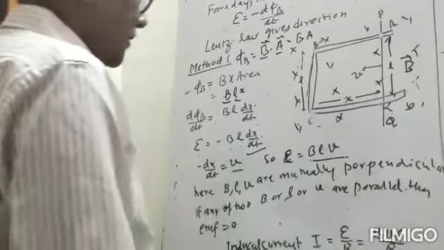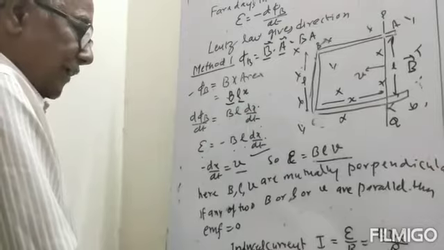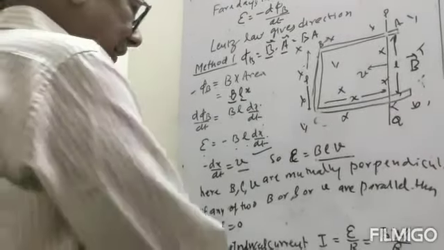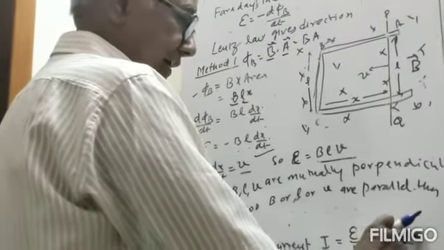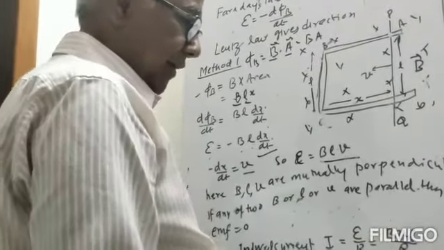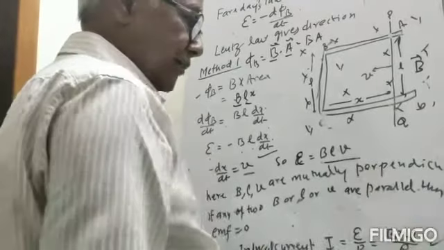Now, what will be the induced current? Now we can find the induced current. Induced current will be equal to EMF divided by resistance. EMF is equal to BVL, divided by R. So this will be the induced current.